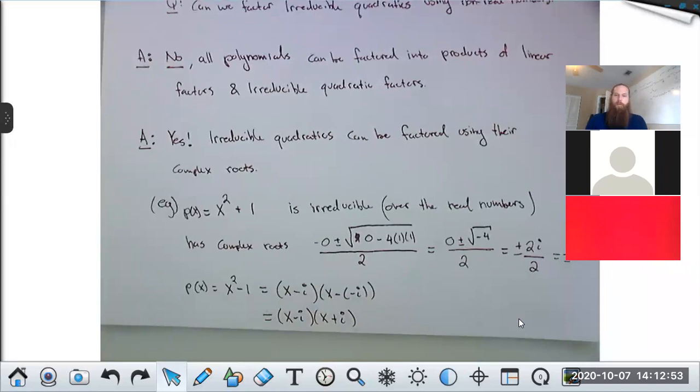So when you break a big polynomial down into linear factors and irreducible quadratic factors, you can further work on that irreducible quadratic using the quadratic formula to get its complex roots, and then factor it the same way we did on Monday, when we used the quadratic formula to factor that difficult quadratic at the end.